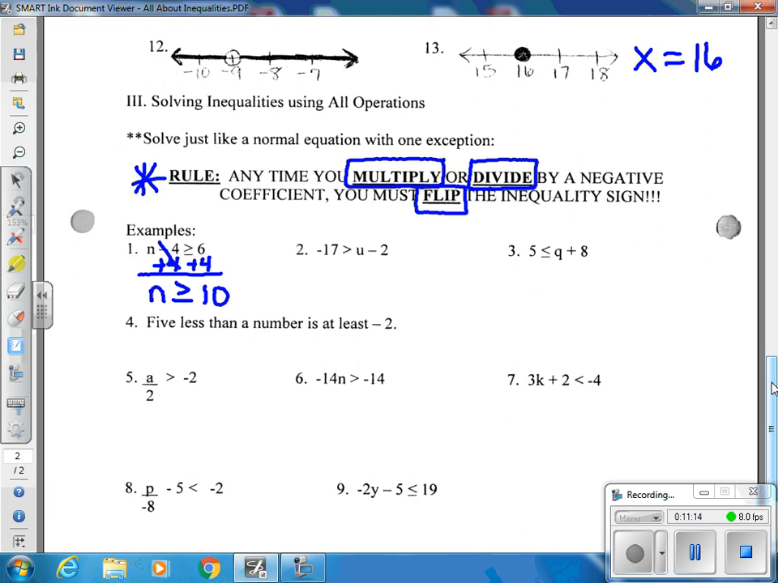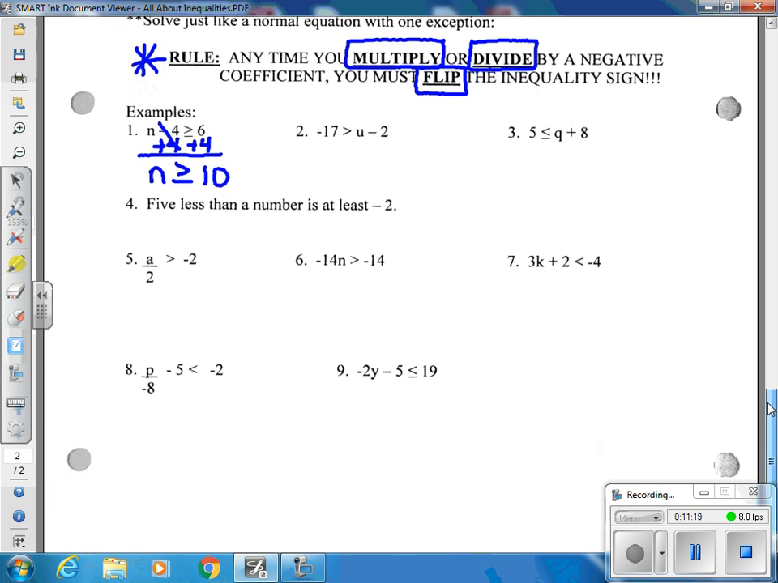All right, so the next one I want to go over is number 4, because that is a translating problem. This is where you have to be careful, because it says 5 less than a number is at least negative 2. Well, here's "less than," but that's not an inequality less than. That's a subtraction less than. This phrase right here that says "at least," that's going to give you your inequality symbol. So be careful and see if you can pick out these things before you do too much in the wrong way.